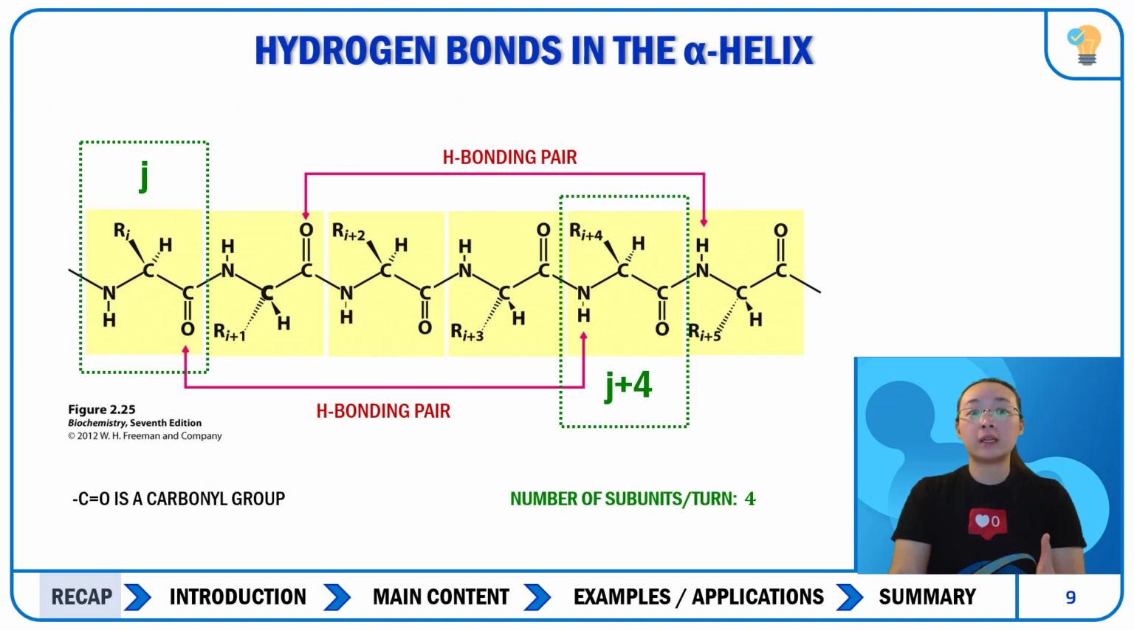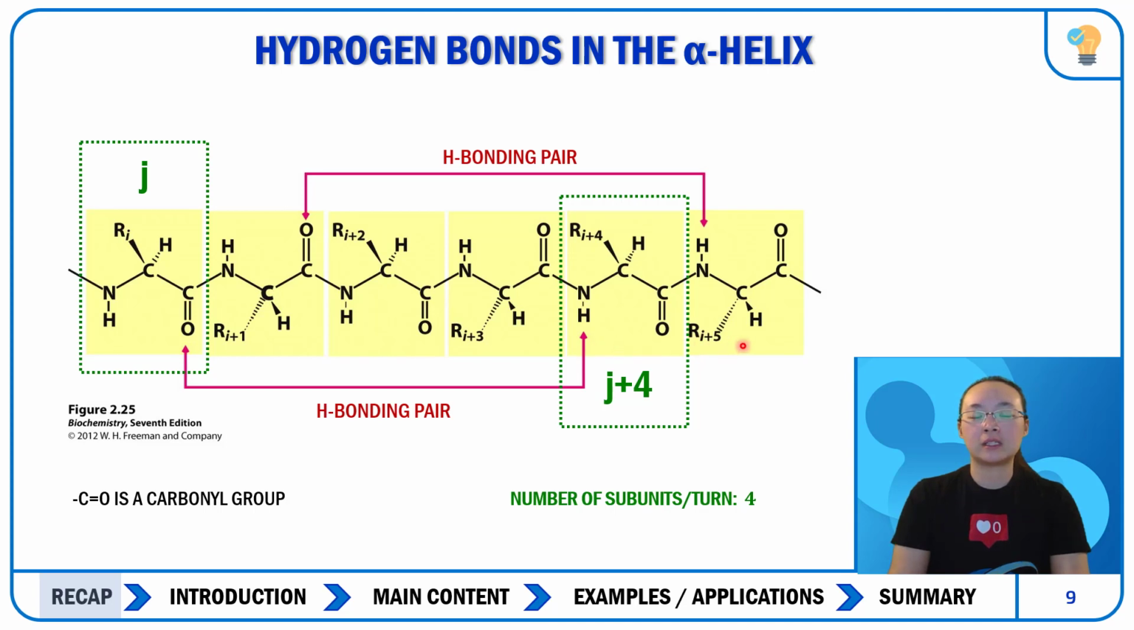So when we're modeling the alpha helix, one of the key things to remember is that your first monomer is going to hydrogen bond with your j plus fourth, or the fifth monomer. So you have 1, 2, 3, 4, 5. Your first and your fifth monomers are going to hydrogen bond together, and that starts a cascade effect.